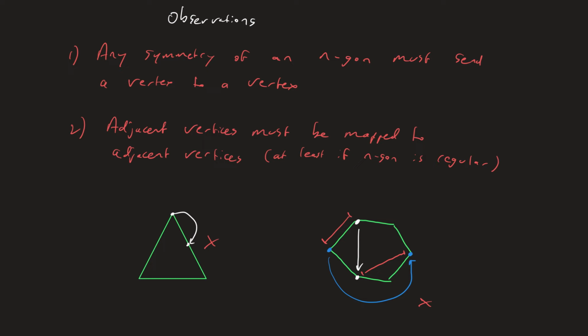Consider a point near the vertex on one side and another point the same distance from the vertex on the other side. Because the transformation preserves distance, these two blue points must be mapped to points on either side here that are the same distance. So the distance from here to here and the distance from here to here must be the same, and the distance from here to here and the distance from here to here must be the same.